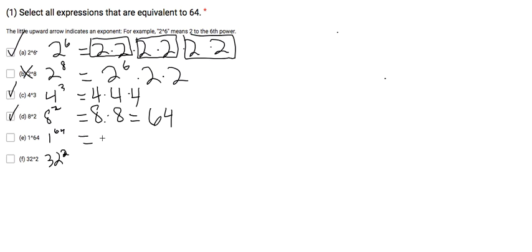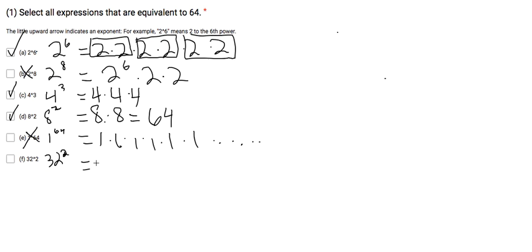So our one here, 1 to the 64th power is like saying 1 times 1 times 1 times 1 times 1, 64 times. So if we're multiplying 1 times 1, we get 1. 1 times 1 is 1. And so on and so forth, which would give us 1 at the end, not 64.